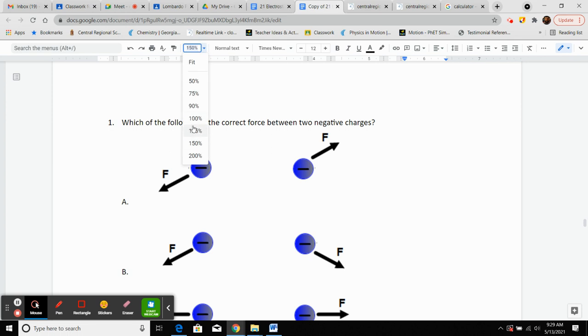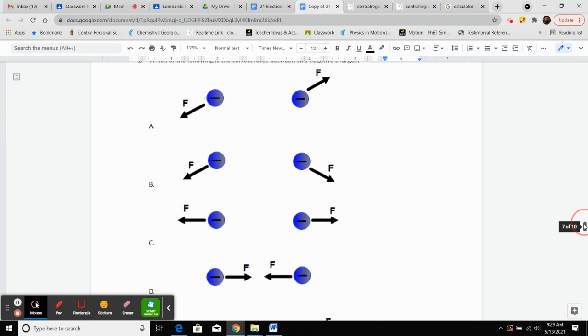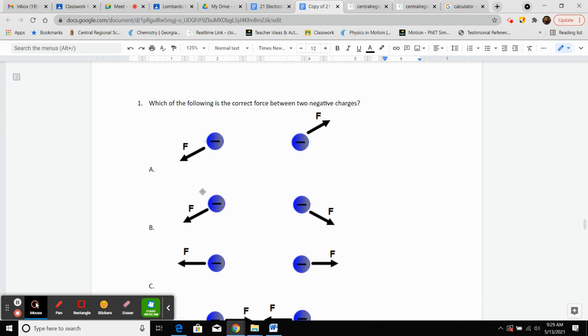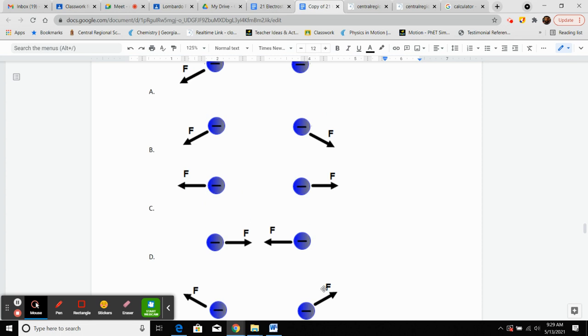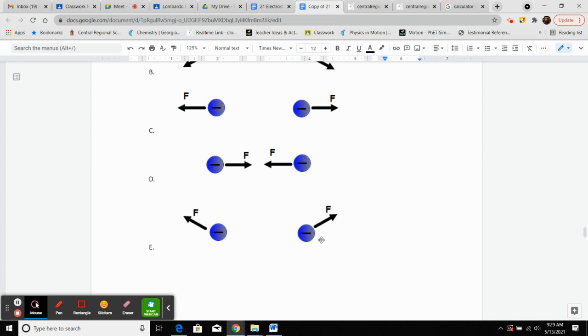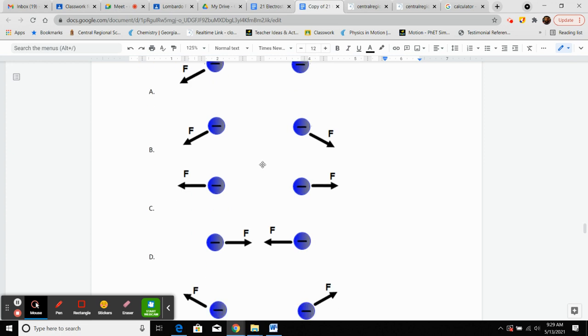Now, the next one here, so number 1, what I'm asking for is, there are 2 negative charges. Which picture correctly represents how they would react to each other? A, B, C, or D? Or E? D? E. E. A. C. G.